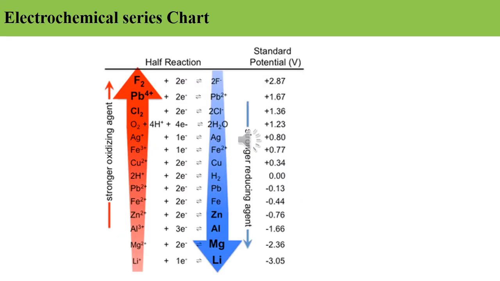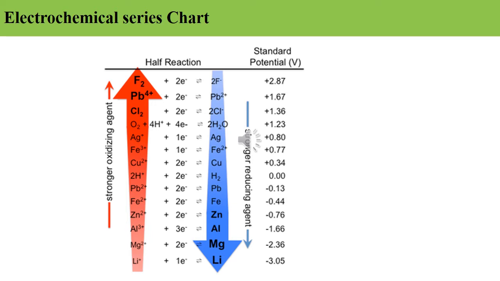Here we can see the electrochemical series chart, and it is arranged in the order of decreasing reduction potential. Here at the top we can see fluorine, and at the bottom we can see lithium ion. Fluorine is the most oxidizing agent and lithium is the most reducing agent. Fluorine's standard reduction potential value is plus 2.87.